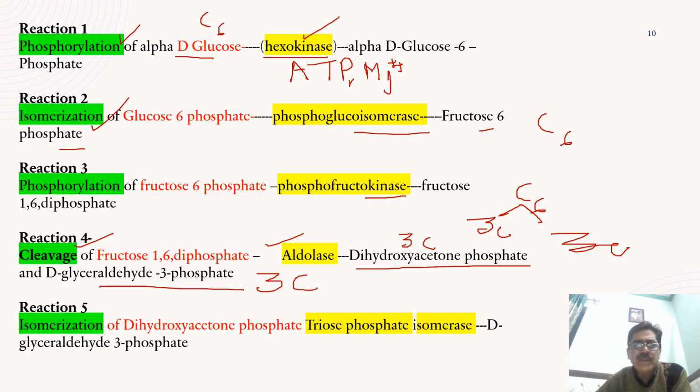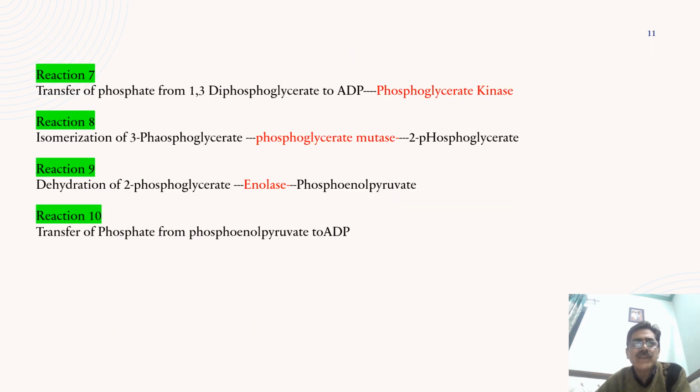3 carbon compounds. Then dihydroxyacetone phosphate again undergoes isomerization, under the influence of which enzyme? Triose phosphate isomerase. We get D-glyceraldehyde 3-phosphate. In fact, two molecules of D-glyceraldehyde 3-phosphate. Then the seventh reaction is transfer of phosphate from 1,3-diphosphoglycerate to ADP under the enzyme phosphoglycerate kinase. Reaction 8 is again isomerization of 3-phosphoglycerate to 2-phosphoglycerate under the influence of enzyme phosphoglycerate mutase.